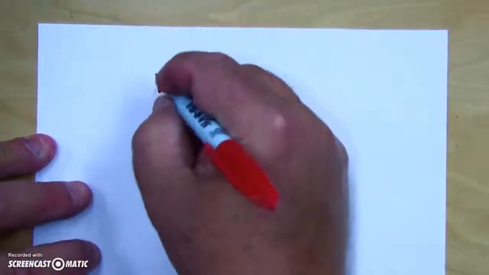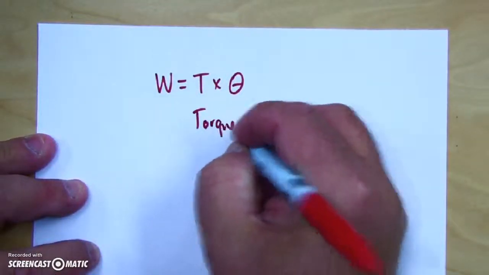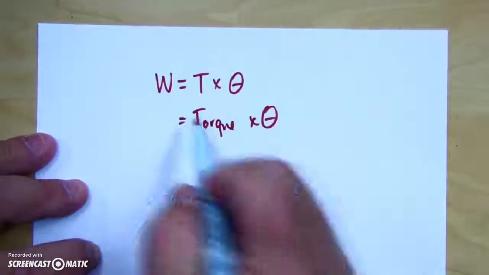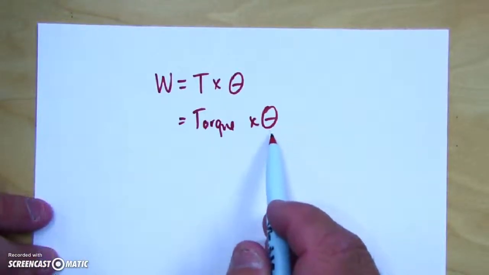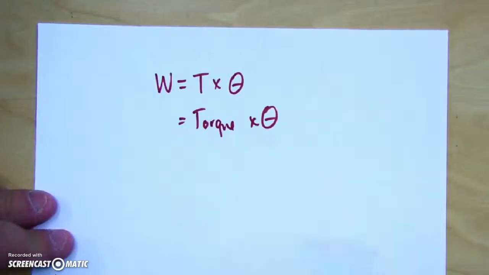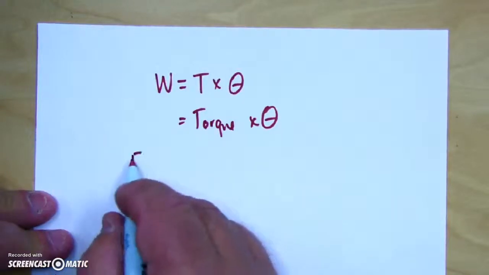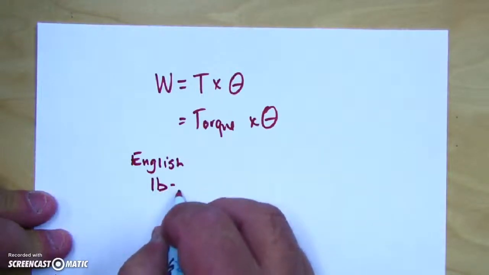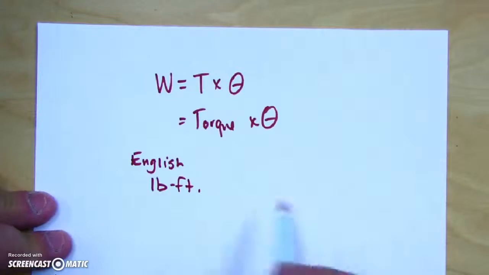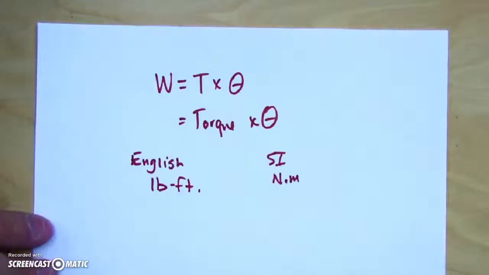Now let's take a look at our work formula for circular work: work is equal to torque times theta. Theta really doesn't add much in the way of a unit. Our work units are still going to be based on the work units we saw before in the English system. It's going to be pounds times feet, and I don't care if you also write foot-pounds. In the metric system, it's going to be newtons times meters. Those are both units of work.